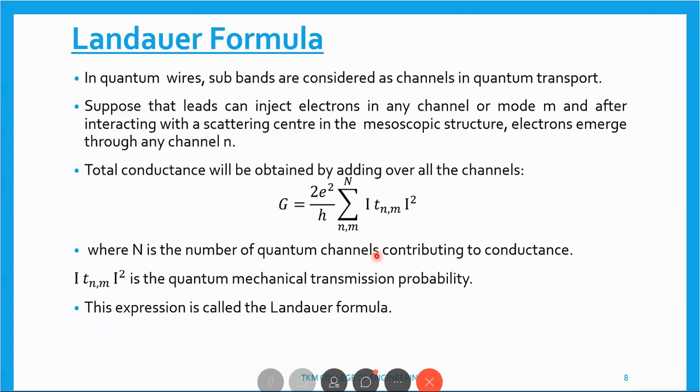So actually, I have not included it here. Just giving you the information because I think, as per the syllabus, the Landauer formula is what you have to study for KTU. So the Landauer-Büttiker formula is the modified Ohm's law in quantum transport. Right? You have to remember it. It is a modified Ohm's law in quantum transport.